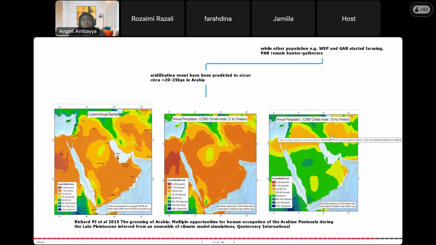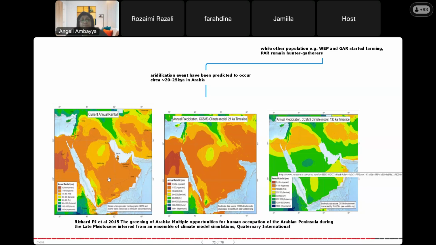Read from right to left. Around 130,000 years ago, this is the rain that the Arabian Peninsula was getting. The Arabian Peninsula gets a high amount of rain. Around 20,000 years ago, a desertification, aridification event occurred. Basically rain is not happening. This aridification event pushed people either back to Africa, north to the Levant, or to Yemen. And this 20,000 years ago mirrors what we have today.